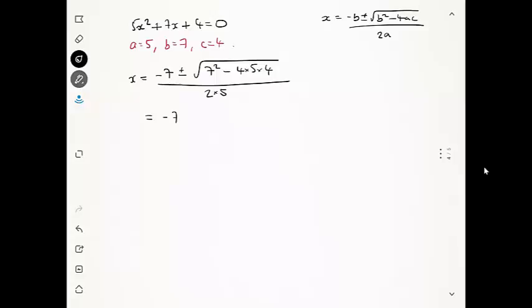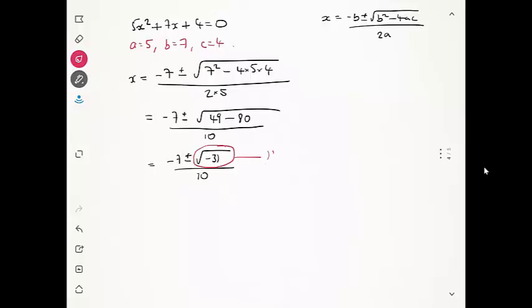And so keeping with my plan of only doing one little thing at a time, 7 squared is 49, and 4 times 5 is 20 times 4 is 80, so minus 80 all over 10. And so now I've got minus 7 plus or minus the square root of minus 31 all over 10. And at this point, an alarm bell goes off because this doesn't exist. The square root of minus 31 does not exist. So this equation has no solutions.